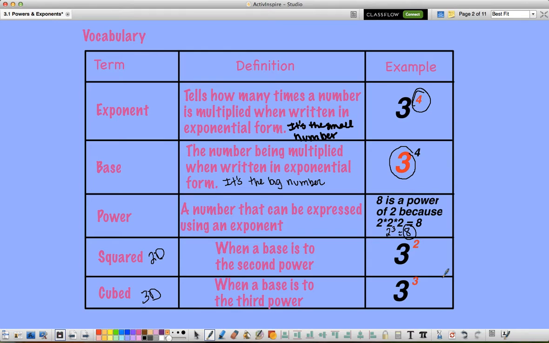So like I said, all of these words are going to be used throughout your mathematical career. I don't expect you to have them mastered by the end of this video, but I want you to be getting used to using them and hearing them because you have to be able to identify what they are in order to be successful.